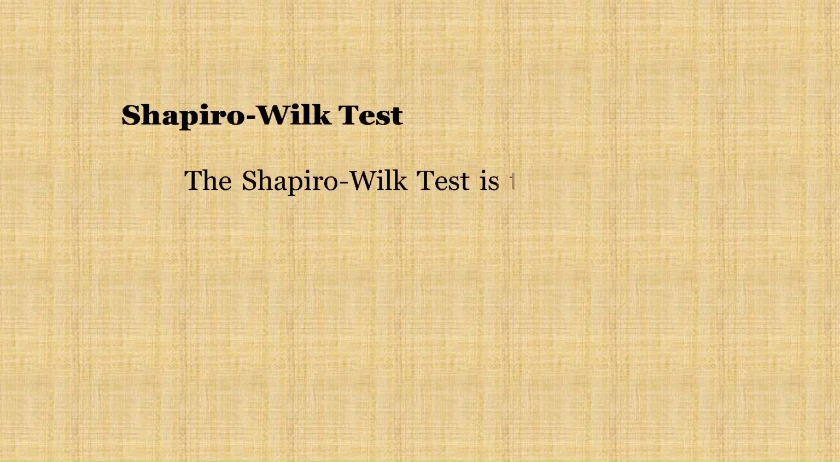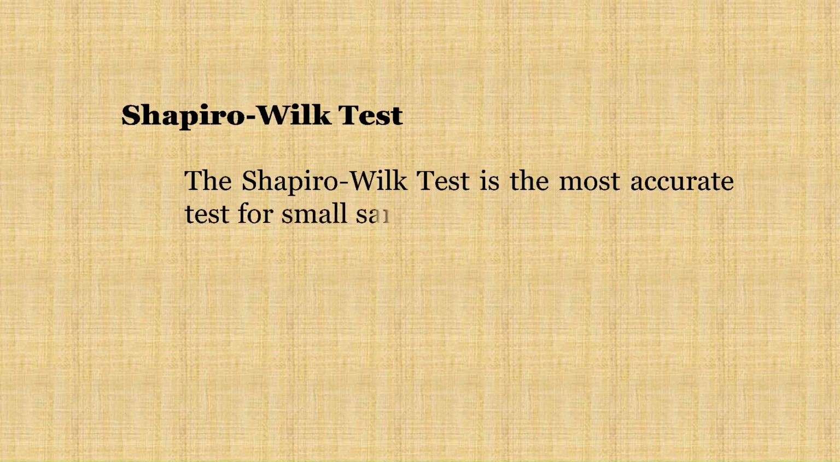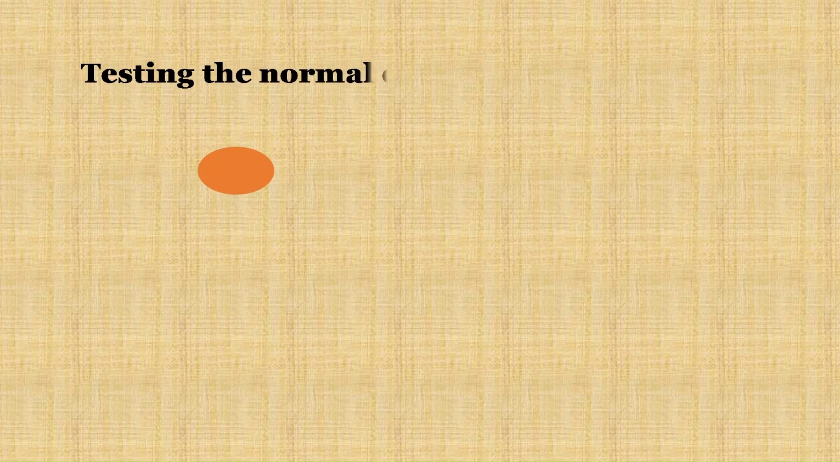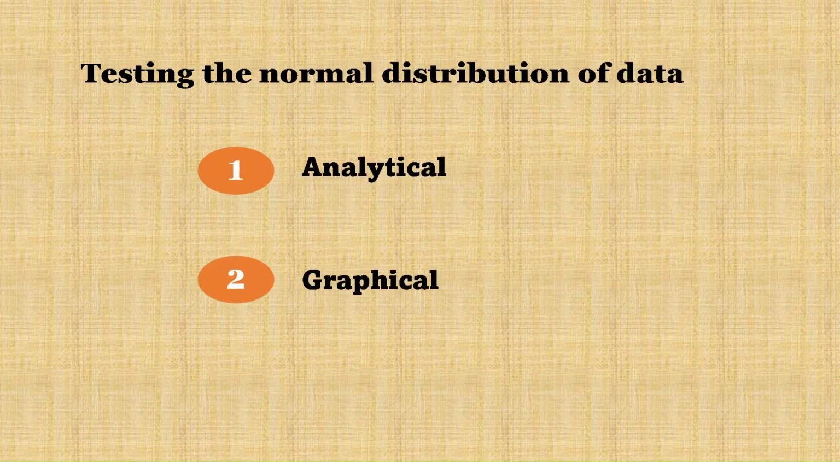Shapiro-Wilk test. The Shapiro-Wilk test is the most accurate test for small sample sizes. This test will tell you if the data is normally distributed or not. Testing the normal distribution of data can be done by doing the following. 1. Analytical. 2. Graphical. These are just some of the approaches to have an idea about the distribution of the gathered data.